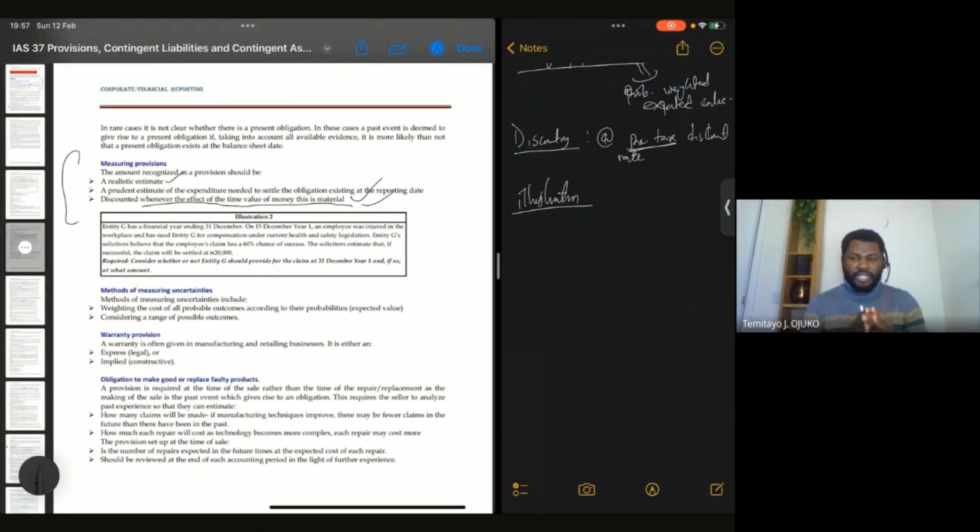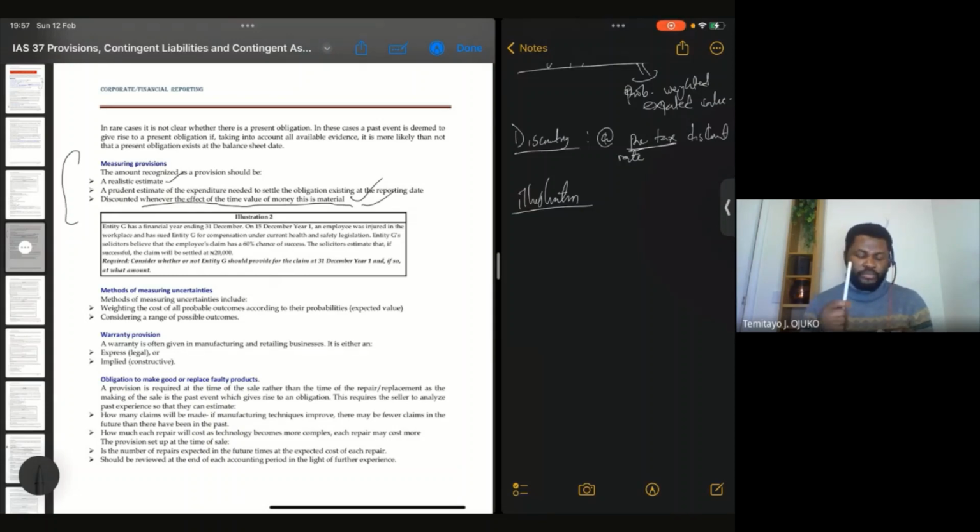Now, we are going to look at the question and see the best way to approach it. There are two things: whether or not the entity should provide for the claim, that is, is there even a present obligation? And two, if there's a provision to be made, at what amount? Now, don't forget, before a provision is recognized, there are three criteria. One, there must be a present obligation.